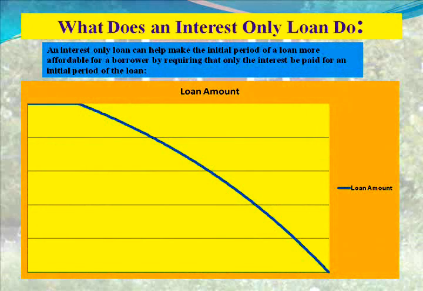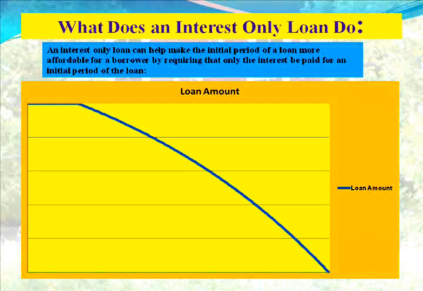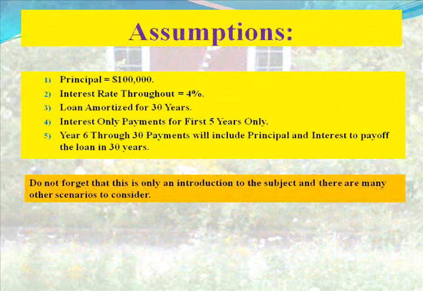What does an interest-only loan do? An interest-only loan can help make the initial period of a loan more affordable for a borrower by requiring that only the interest be paid for an initial period of the loan. As we can see below, the loan amount does not start getting paid down until a little period of time has passed. And then we see it curve down, much as I displayed in a previous video showing the introduction to amortization.